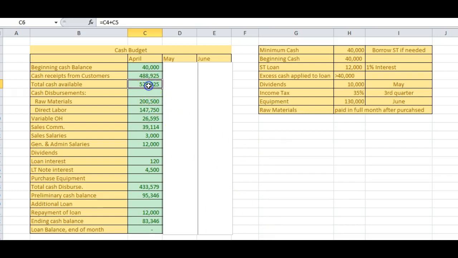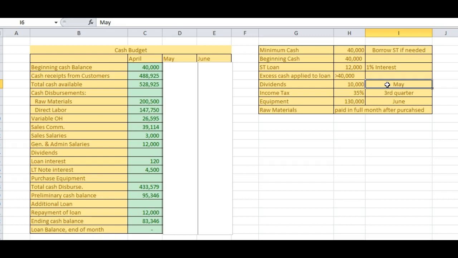We had total cash available for this month of 528,000. Of that, we spent raw materials, direct labor, variable overhead, sales commission, sales salaries, administrative and general salaries, dividends, not yet, but if you notice up here, we have dividends scheduled for May.